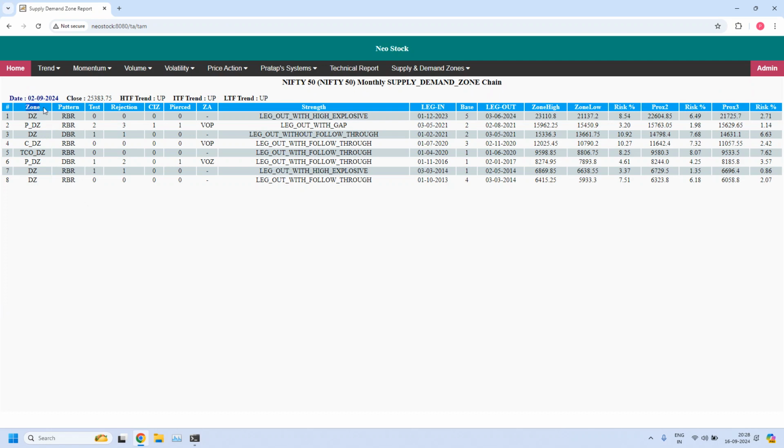Always look into the zone column to find the high liquidity zones. Look into the pierced column. If the count is not 0, it is a pierced zone. You can ignore those zones. And always look into the LTF trend for the time frame you have selected. Same concepts you can apply to the remaining reports, and also the remaining columns you can easily understand.